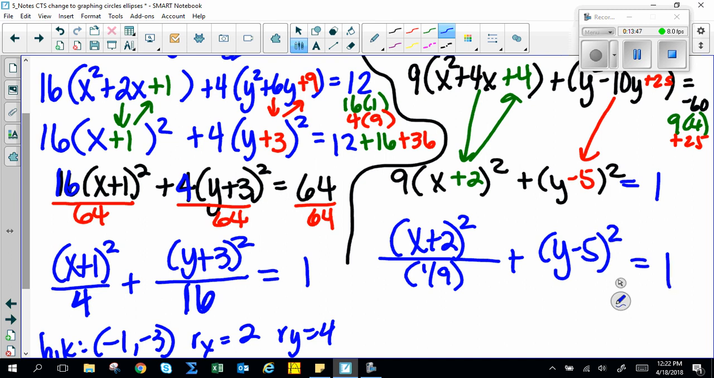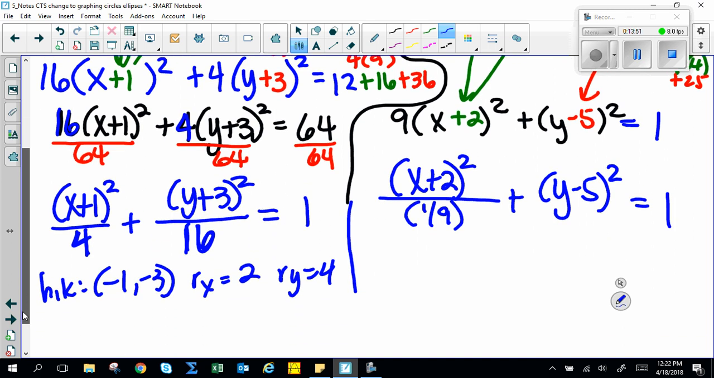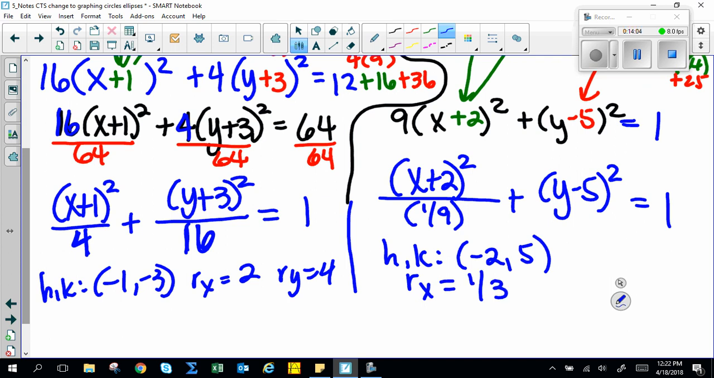Could you tell me what the center of this ellipse is? -2, +5. What's my x radius? 1/3. What's my y radius? 1, because over here I have a 1 and the square root of 1 is 1.